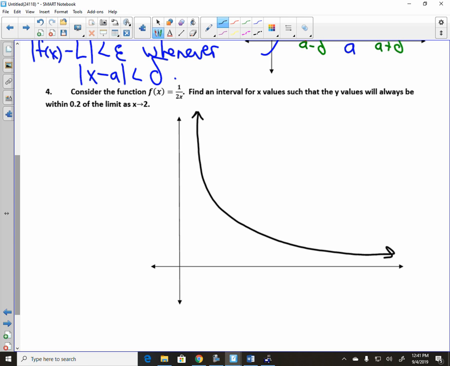Always write the limit of whatever we're talking about. The limit as x approaches what? 2. Where'd you get that? So as x approaches 2 of the function, what's the function? 1 over 2x is equal to... can you find that limit? Can you plug in 2 and get a value? What do you get? You get a 4th. We know the limit.